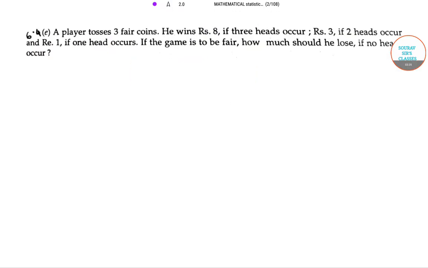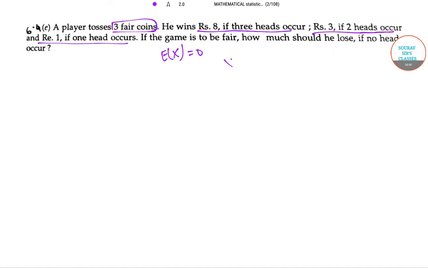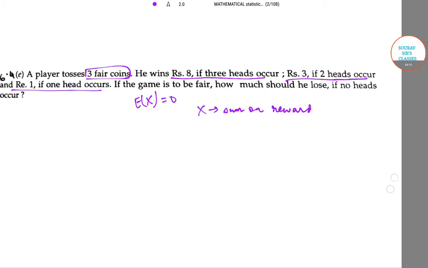Moving on to the next question. A player tosses 3 fair coins. He wins rupees 8 if 3 heads occur, rupees 3 if 2 heads occur, and rupees 1 if 1 head occurs. If the game is to be fair, how much should he lose if no head occurs? So for a fair game, expectation x is equal to 0, where x is the sum on reward, that is the amount you receive or you need to pay if you win or lose respectively.